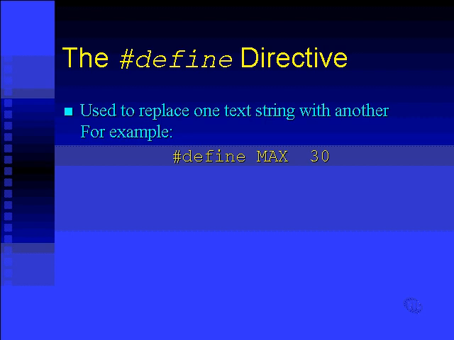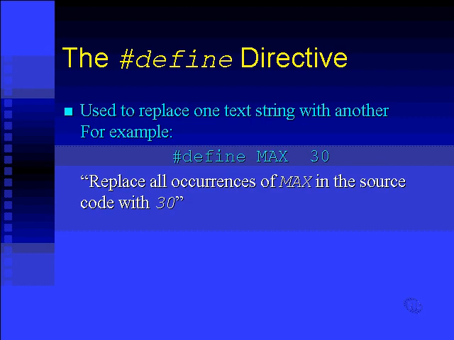#define MAX 30. Okay, what does that possibly mean? It means replace all occurrences of the word MAX, exactly like that, case dependent, so it has to be exactly the same, in the rest of the source code with the number 30. So if you like, it's a simple search and replace. It happens from the line where the #define is all the way to the end of the file, and that's all that it does.